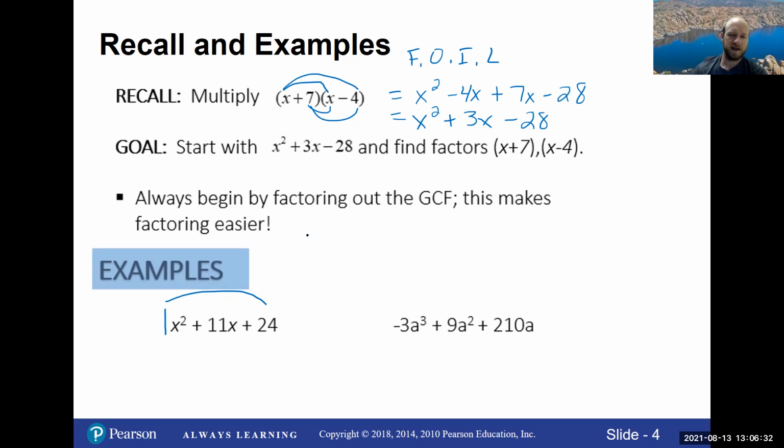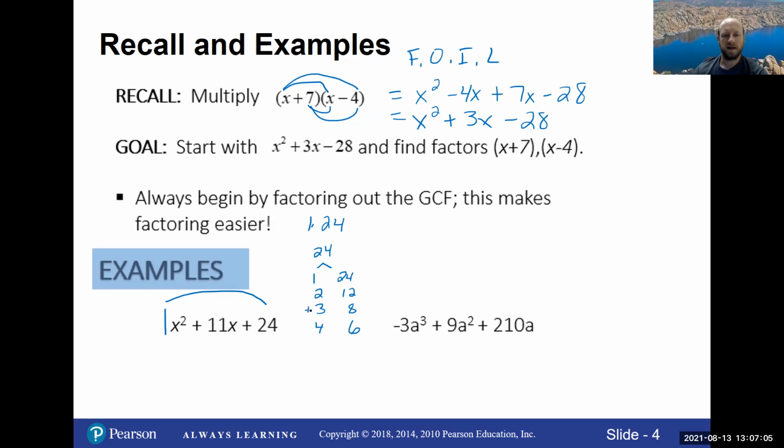So 1 times 24, I'll just start it up here as 24. And what we're looking for, and I'll make a factor tree, is we need factors of 24 that add to 11. Well, what are factors of 24? Of course, 1 and 24, 2 and 12, and 3 and 8. Oh, and also 4 and 6. But I want 2 of these so that they multiply to give me positive 24, which they do, but add to give me positive 11.